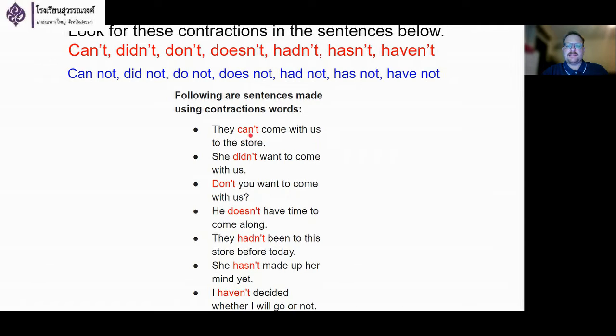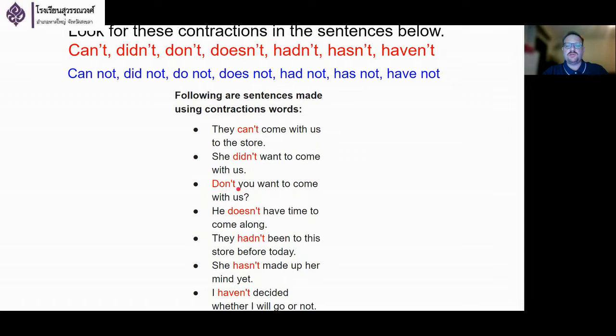They can't come with us to the store. So which one is that? Pretty easy. Can't, cannot. They can't come with us to the store. Contraction, can't. C-A-N apostrophe T. She didn't want to come with us. She did not want to come with us.